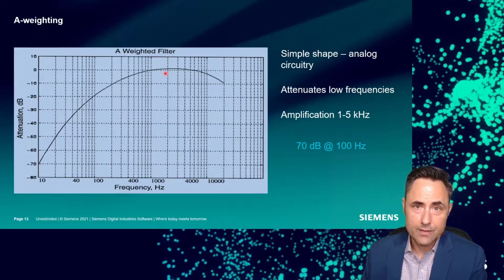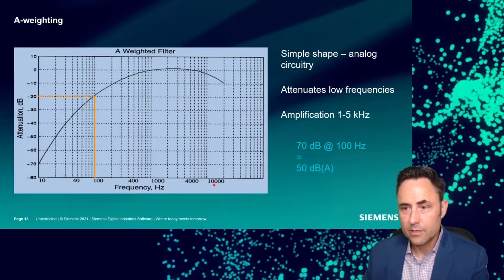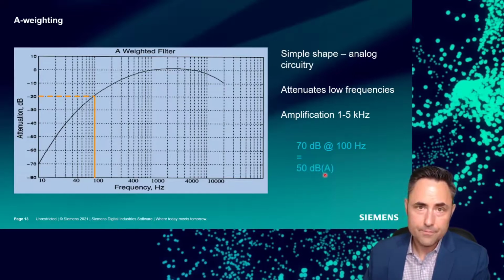So we measured a sine wave at 100 hertz and we registered with our microphone 70 dB. So I'd come over here to 100 hertz, go up, and it says subtract 20 dB at 100 hertz. So we would report 50 dBA. If we measured 70, we would report 50 for dBA, okay? So it's just sort of a simple attenuation we do frequency by frequency based on this curve, okay?